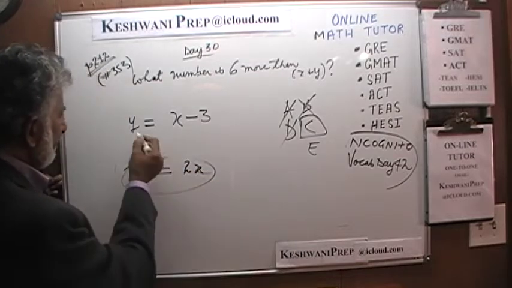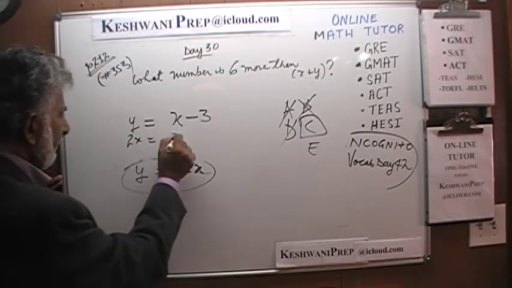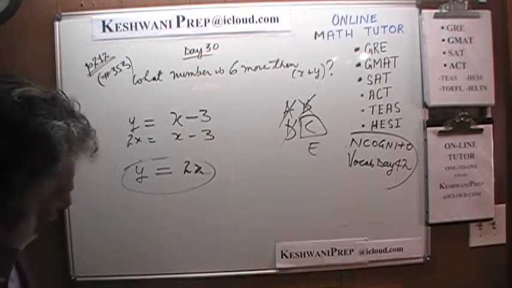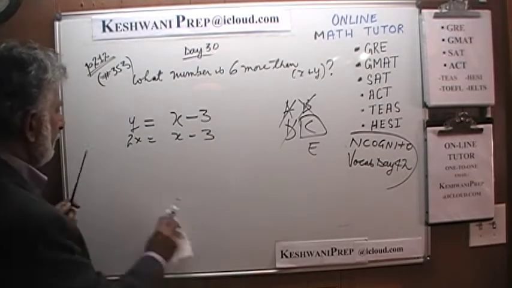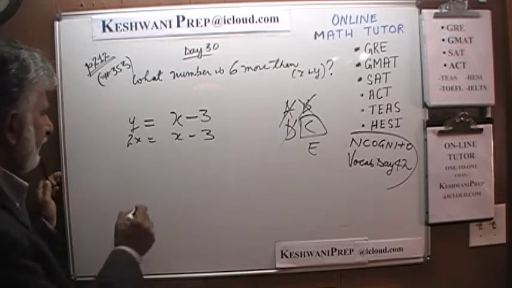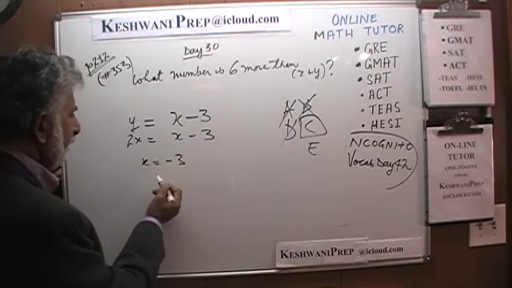You see, y is equal to 2x. Let's put it in here. Y is equal to 2x. That's all it is. There's nothing to it. Because y was equal to 2x. Bring the x over here. There you go. X is equal to negative 3.